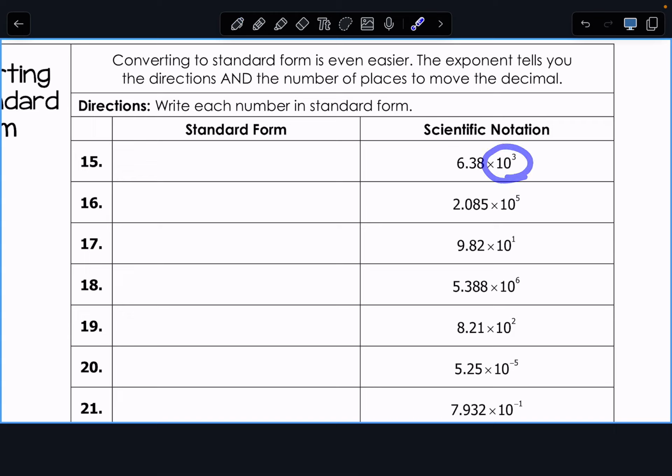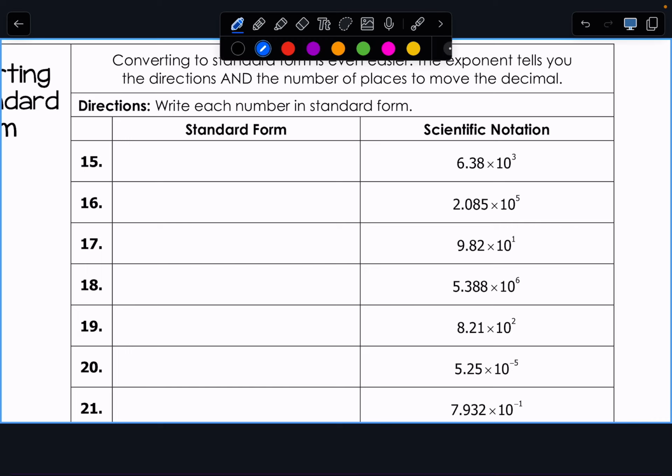Is this number going to be a really big number or a really small number? Big. Why did you say big? I want to know why. Well, it is a big number. You have to add 3 zeros. I wouldn't say we have to add 3 zeros, but the 3 right here is positive, so we know it's going to be a really big number. Number 20 has a negative exponent. That's going to be a really small number.